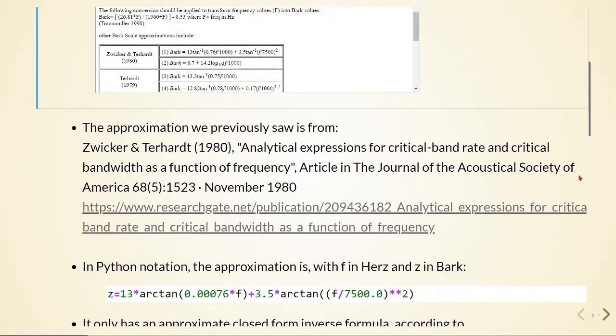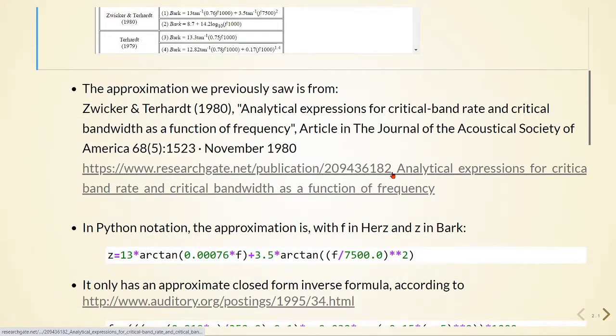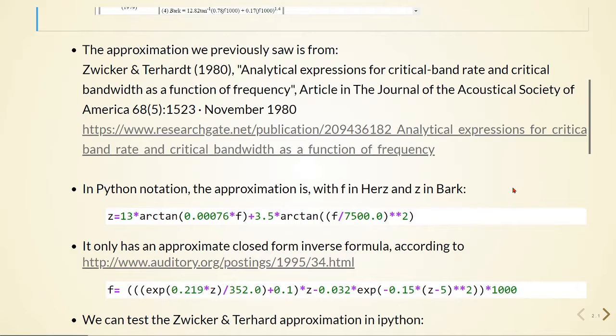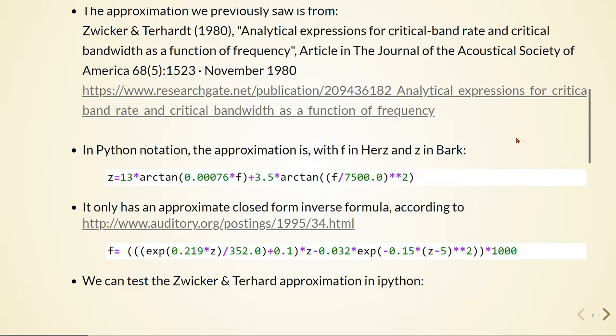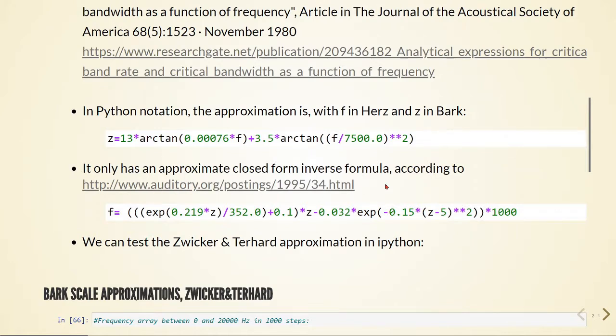The approximation that we previously saw is from the analytical expressions for critical band rate and critical bandwidth as a function of frequency, which is an article in the Journal of the Acoustical Society of America by Zwicker and Terhardt, and you can take a look here. And in Python notation, the approximation is given here with f in Hertz and z in Bark. And we can see that it has an approximate closed form inverse formula according to this reference here, and we have this equation here.